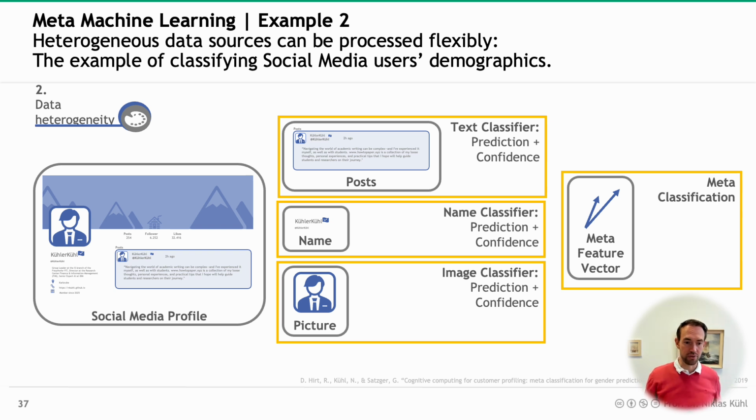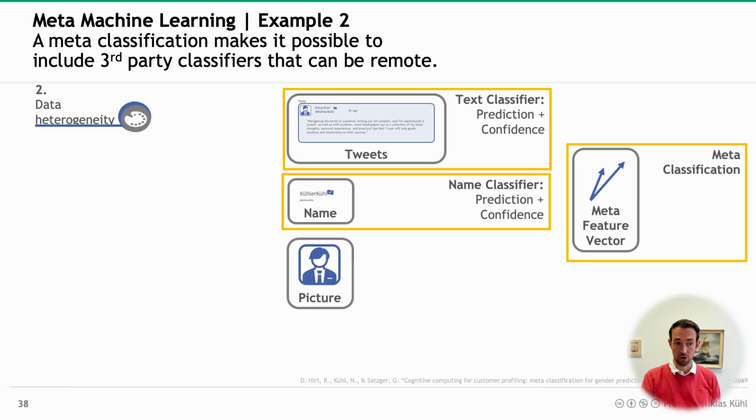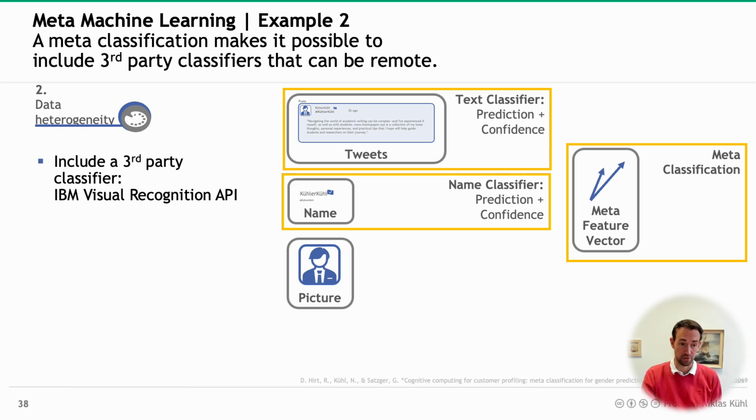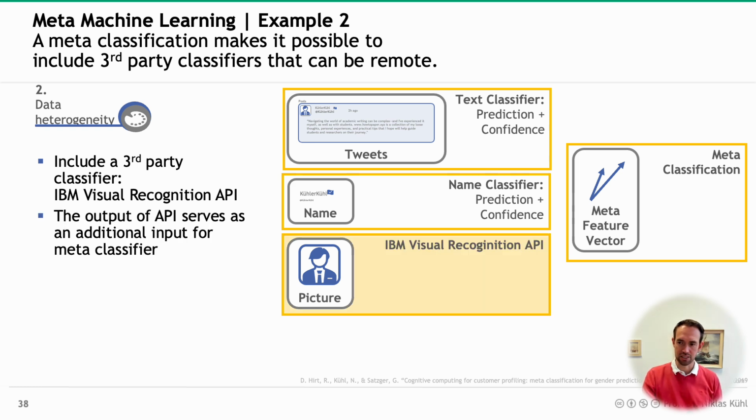By the way, this is something that we really did for Twitter or X profiles to find out how good we are. I'll also link the paper. What we did then is we built those two predictors ourselves, the text classifier and the name classifier. But what you can also do, and that goes back to our ideas of deployment and APIs, is to use third-party classifiers. So for the picture, in that case, we used a third-party classifier, more precisely the IBM Visual Recognition API. And we could integrate this into our meta classifier.